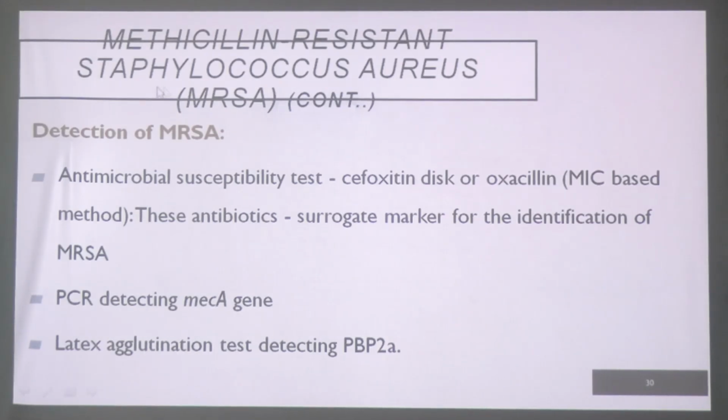How will you detect this MRSA? Gold standard is PCR, detecting the mecA gene. Through AST, you see cefoxitin disc susceptibility. This is the surrogate marker for identification. If cefoxitin is resistant, it means the strain is methicillin resistant. Okay. Or you can perform penicillin binding protein 2A latex agglutination.